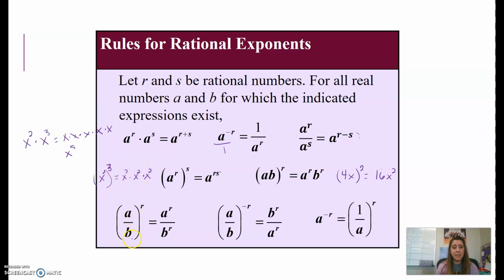If it's on the outside of the whole thing, we can do it to the numerator and the denominator. We talked about that. When it's negative, remember we would rewrite this as a to the negative r over b to the negative r, and then we would need to move that one and move that one. So that's how you get this, and this just reiterates this one. So make sure you hit pause and get that in your notes.